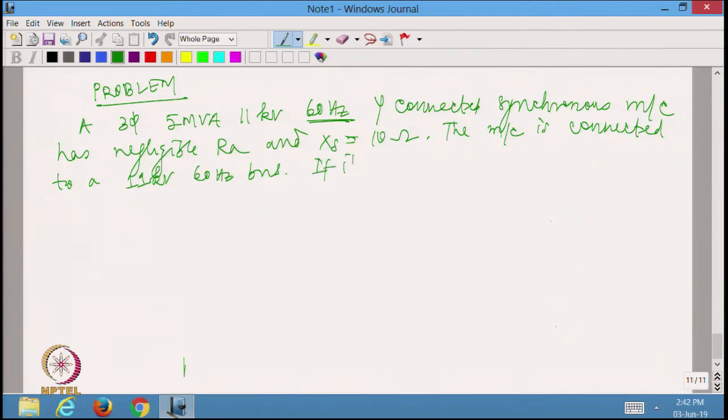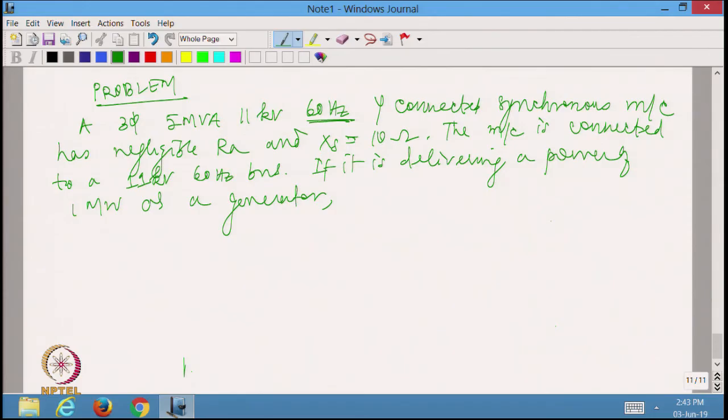If it is delivering a power of 1 megawatt as a generator, calculate E and delta. Of course, I have said 1 megawatt at 0.8 power factor leading. Okay, this is the first question that is being asked.